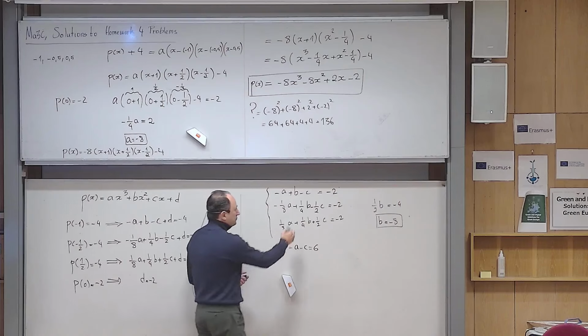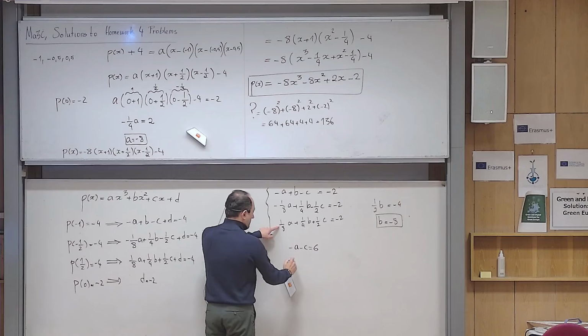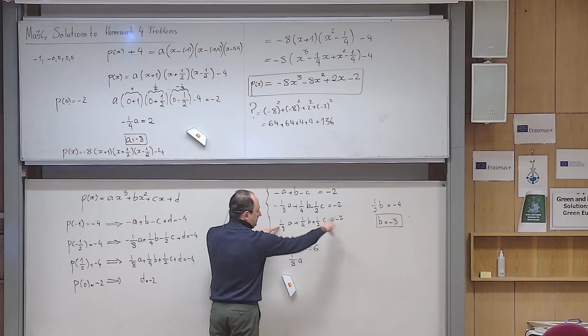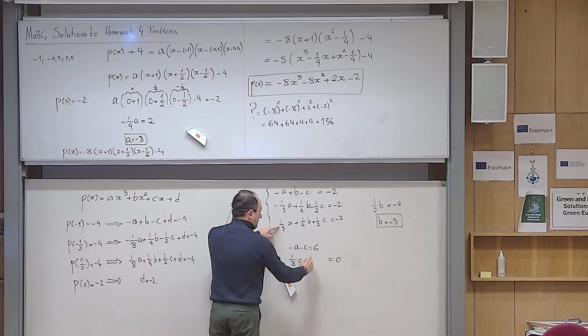And then I have to put it in one of them. It doesn't matter which one. Let me put it here. b is minus 8. Divided by 4 is minus 2. Minus 2, I move it in my head to the other side, it becomes 0. And this becomes 1/2 c.